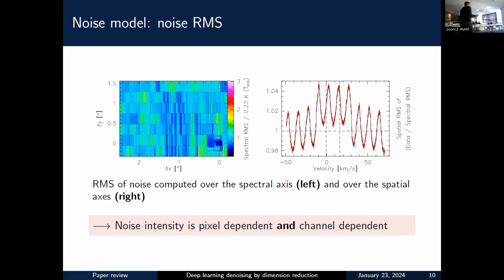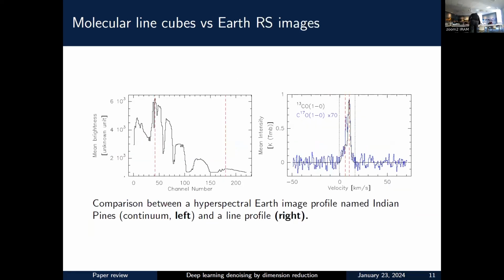So in the case of our cubes, the noise is a little bit difficult to model because it depends on the dynamic of the noise, depends on the pixels, and also to a lesser extent on the velocity channels. One of the things is that this method by dimension reduction works very well with the Earth observation cubes, which look like this. So they are continuum cubes, and they are quite different from the line cubes. We are composed of pixels, basically.